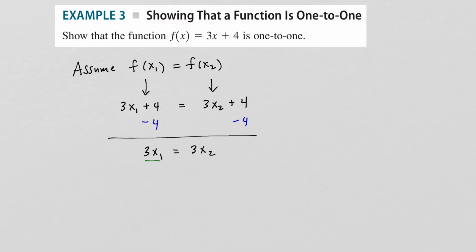And then if we divide both sides by 3, we end up getting x1 is equal to x2. So if we assume that two function values are equal, this forces the x values to also be equal. This means that it must be one-to-one.